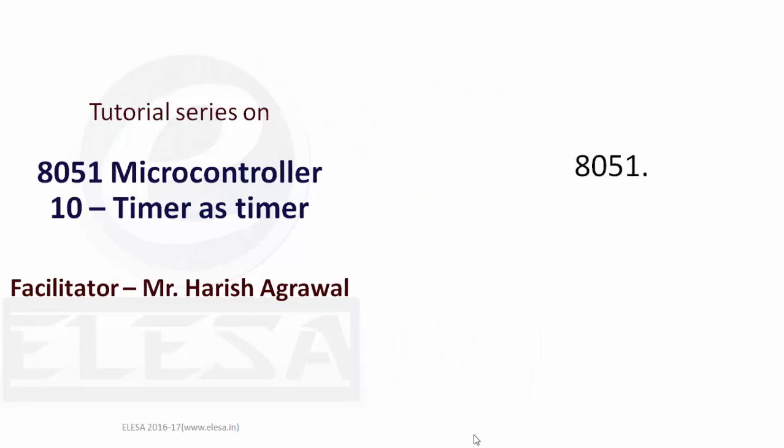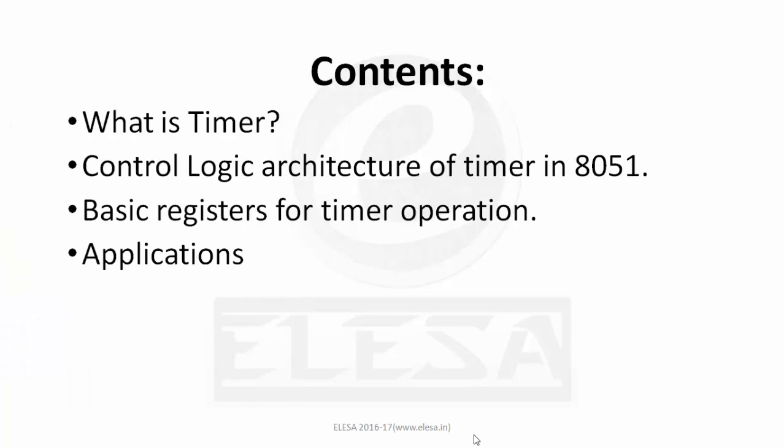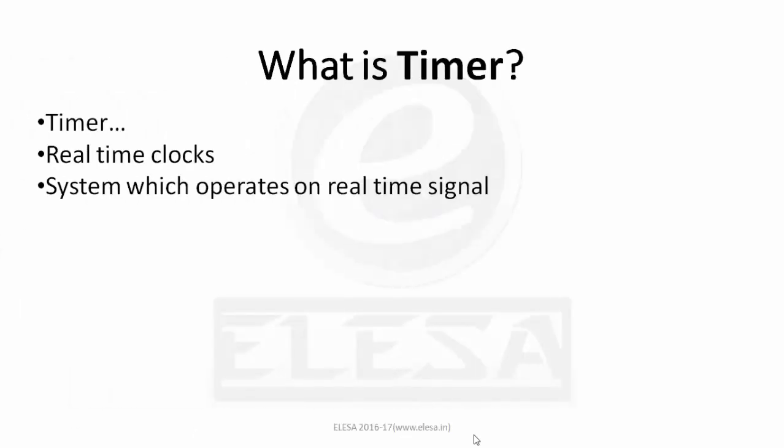Let's directly head to the contents of this tutorial. The first is what is timer? Here we are going to see what is the difference between a mechanical clock and an electronic timer. The second is control logic architecture of timer in 8051, that is how this timer is incorporated in 8051 microcontroller and how that logic works. The third is basic registers for timer operations which are used in this controller. And then at the last we are going to see various applications of timer block in any of the controller present.